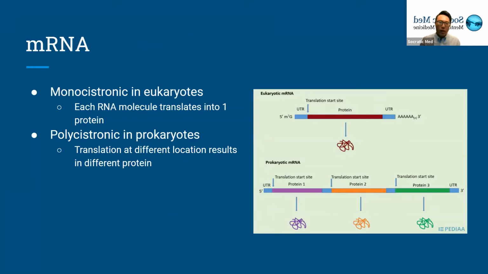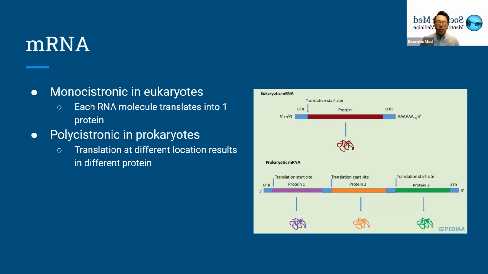So mRNA is monocistronic in eukaryotes. That means each mRNA molecule translates into one protein. Each mRNA transcribed is only translated into one protein.